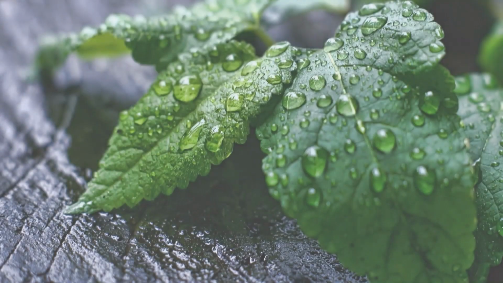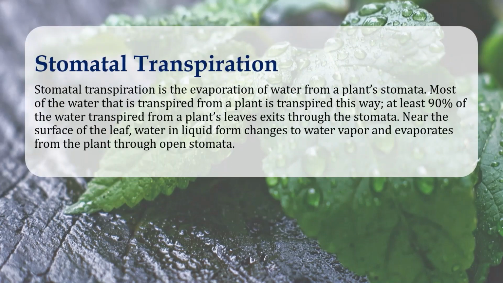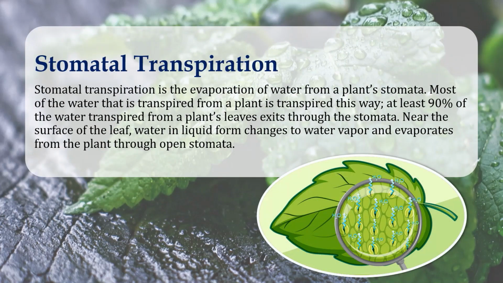Now, I am going to explain about types of transpiration. First, let's see what is stomatal transpiration. Stomatal transpiration is the evaporation of water from the plant's stomata. Most of the water, at least 90% of water, transpired from a plant's leaves exits through the stomata.